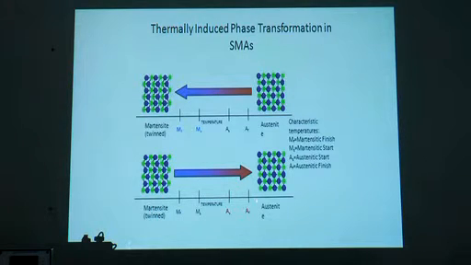There is a range of temperatures over which the forward transition takes place. When you cool it, the martensite structure starts appearing at this temperature, and the entire material becomes martensite here. So this is the start of the martensite transition. This is the finish of the martensite transition. This is the start of the austenite transition. This is the finish of the austenite transition.